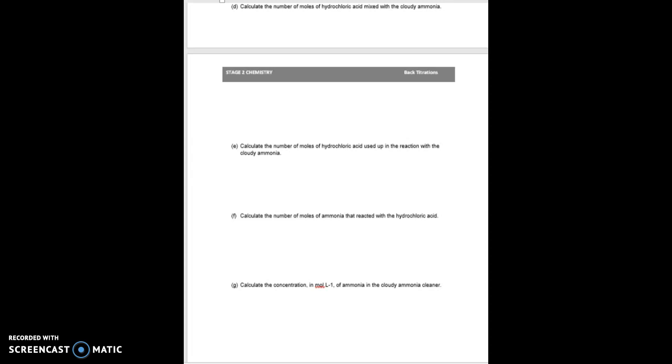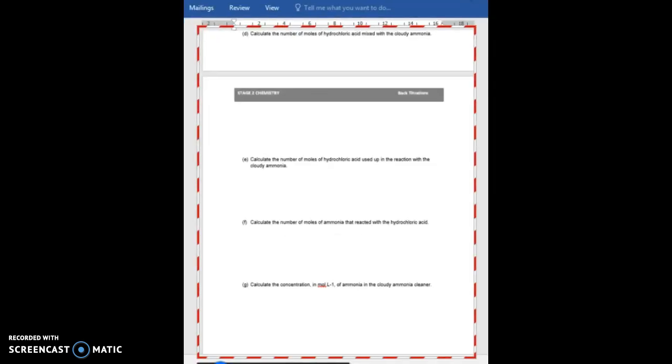Okay, I've just lost that result, so I'll just put that back up here. So the answer to part D, we'll put it back up here. So N of HCl, moles of HCl, was 4.00 times 10 to the minus 2 moles.